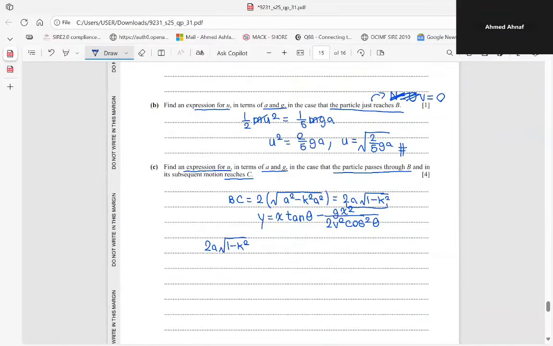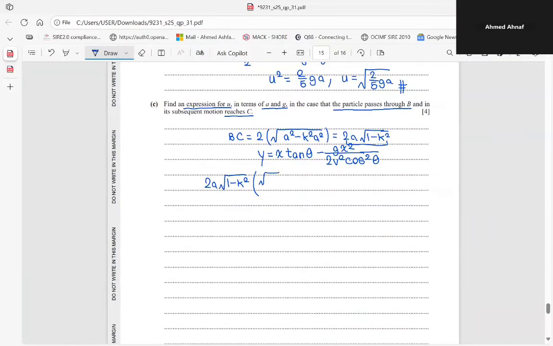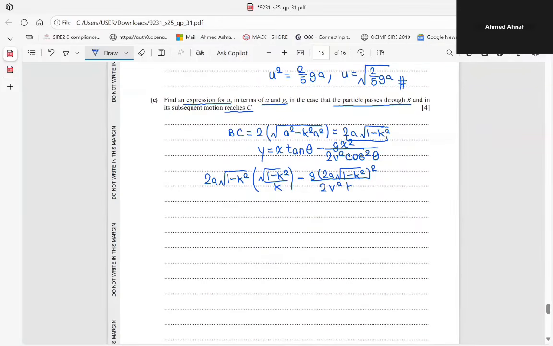So let's substitute that. So root 1 minus k squared over k, minus g times 2a square root 1 minus k squared, whole thing squared, over 2v squared cosine squared theta. Cosine theta is k, so cosine squared theta is k squared. So this would result in 0.